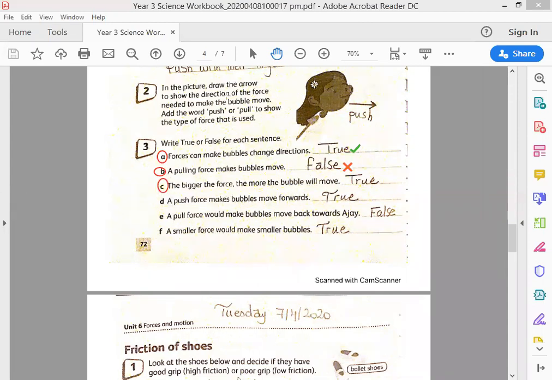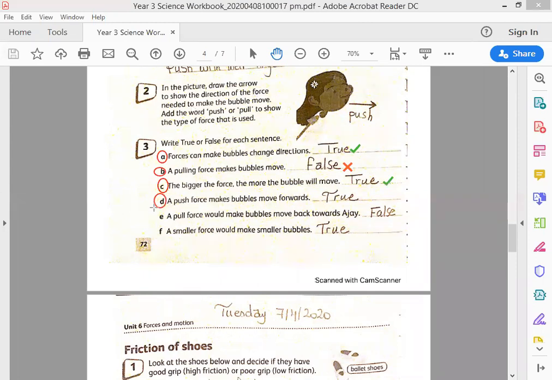Question C. The bigger the force, the more the bubble will move. If I blow more air, the bubble will move more and go to a further distance. So the answer will be true.